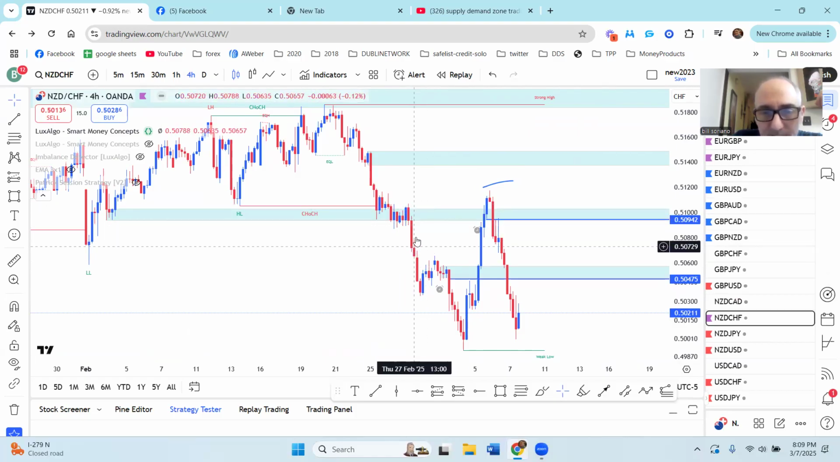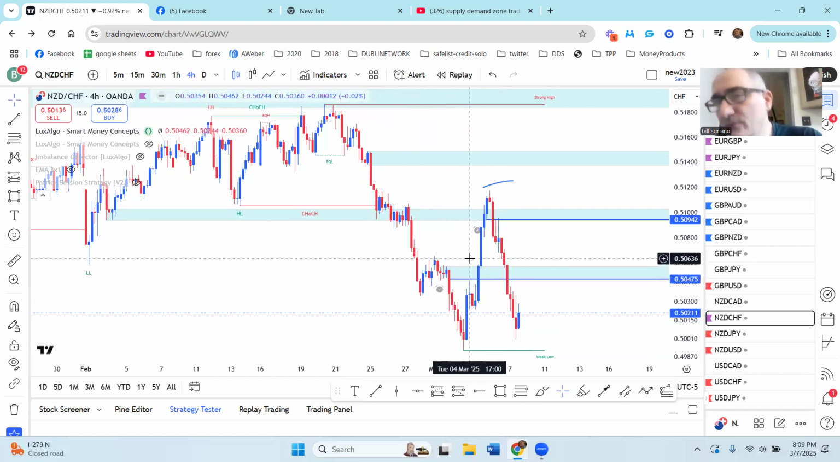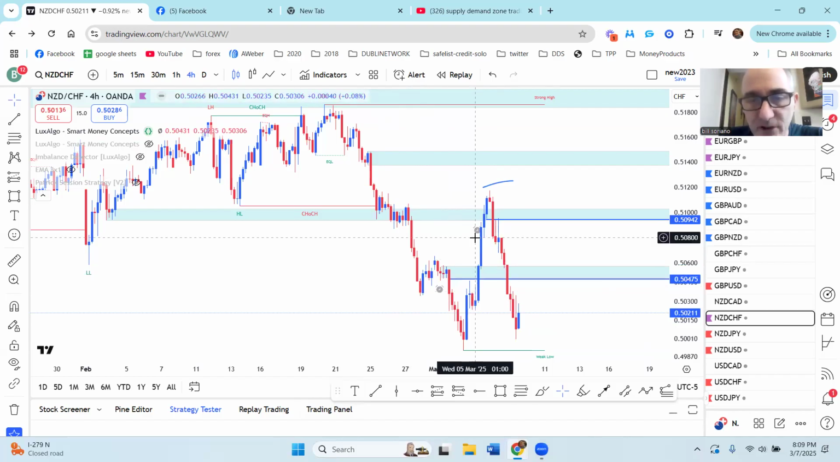Here's our impulse candle. It leaves all this imbalance, right? It breaks structure. The impulse candle actually breaks structure, right? Then this pulls back, breaks structure again to the downside. But this zone didn't get respected. Okay. Price just blew right through that zone.